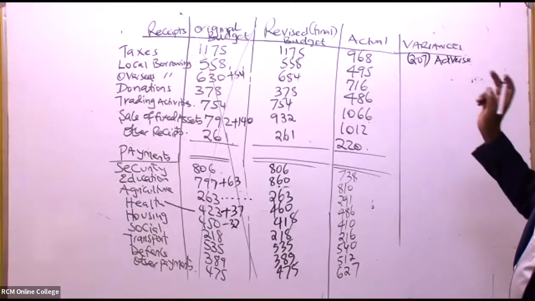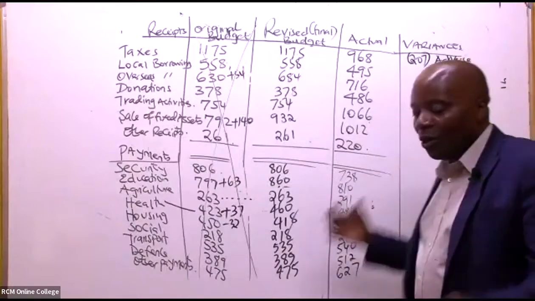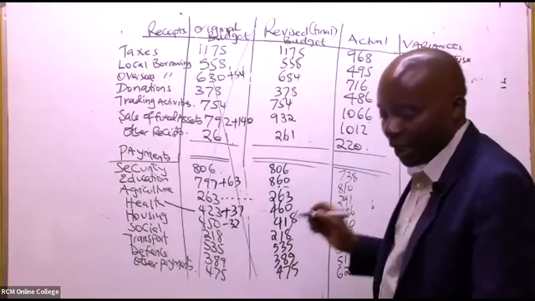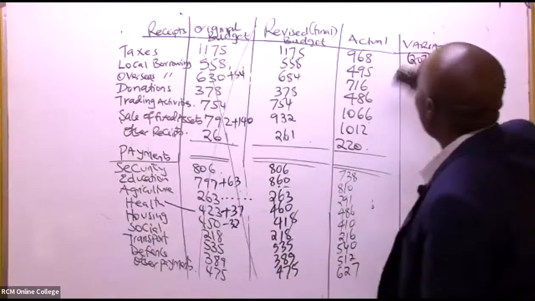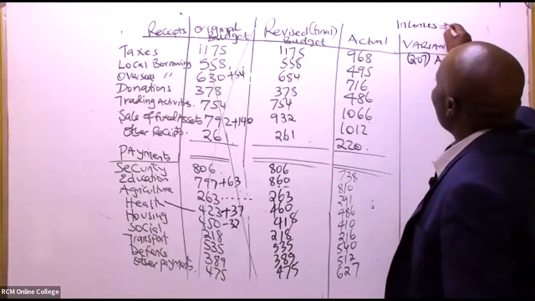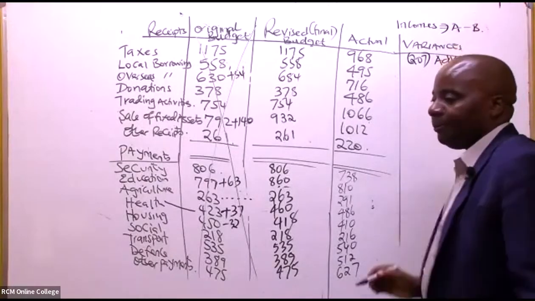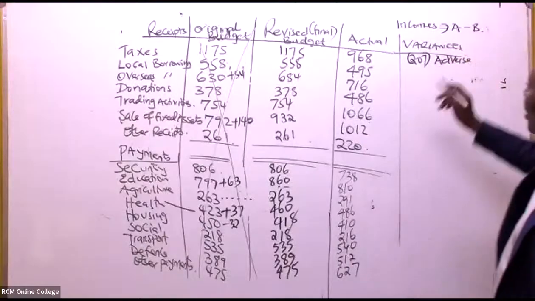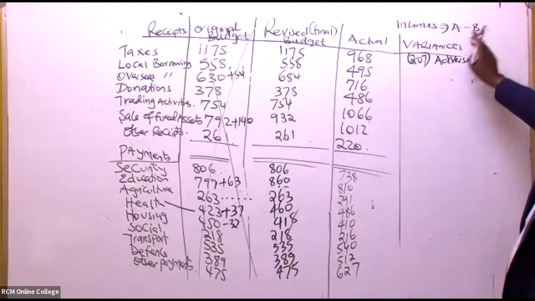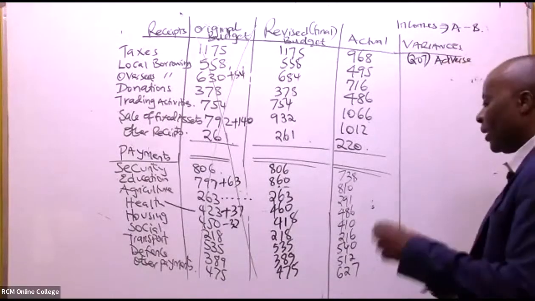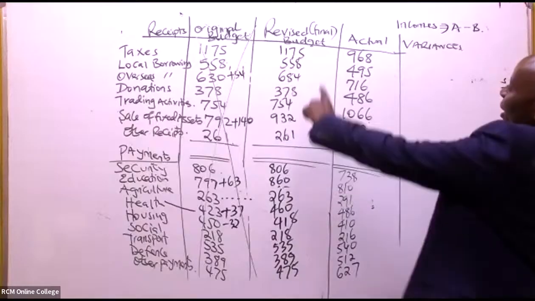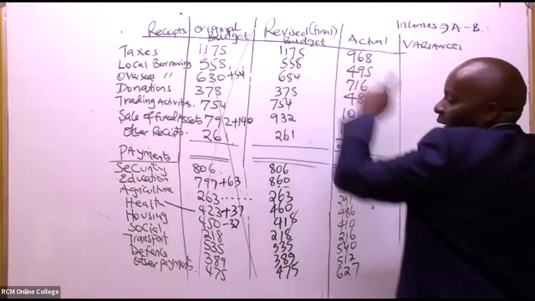So we don't want to be making comparisons like this is high, this is low. No, ladies and gentlemen, whenever it comes to receipts or incomes, you shall always be using A minus B. In short, it will be actual minus budget, and then you'll always get everything right. So for incomes, it is AB. You take 968 minus 1175.